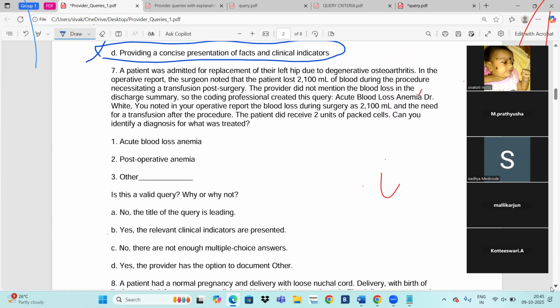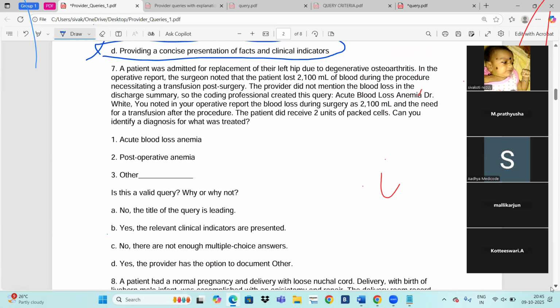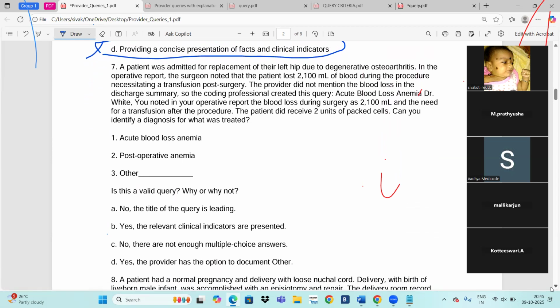Next, seventh question. Is this a valid query? Why or why not? They raised the query format. Is it a valid format or not? Yes, sir, valid format. See how they raised the query here. Read the question and see in which format they raised the query. Is this the correct format for this question or not?